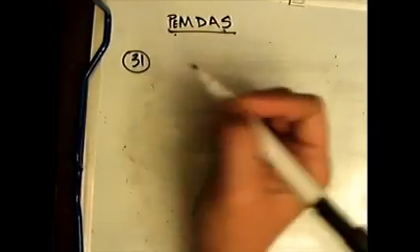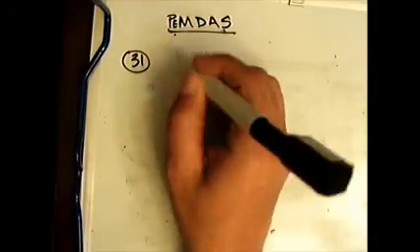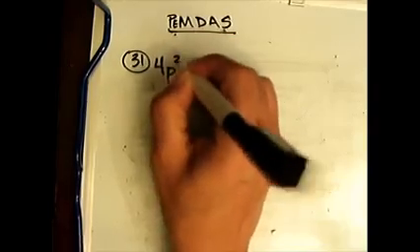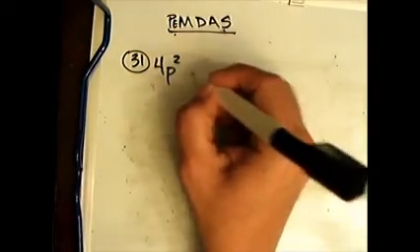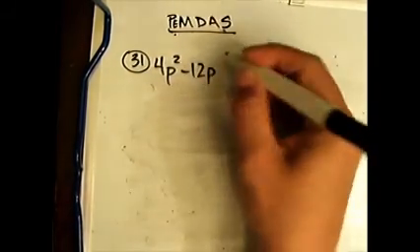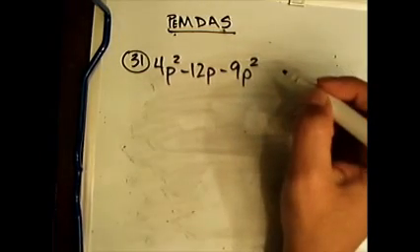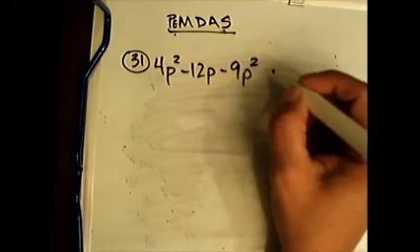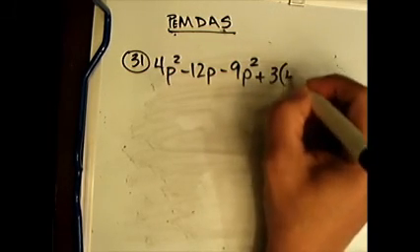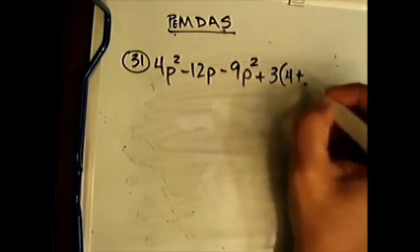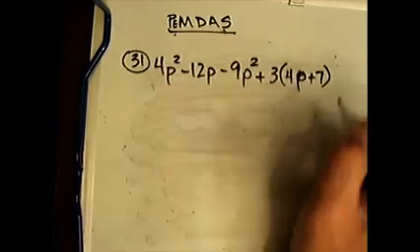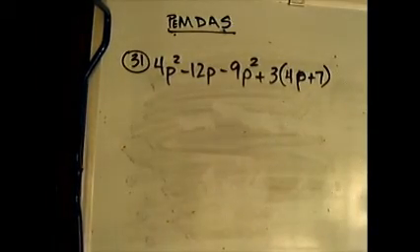31. 4p squared minus 12p minus 9p squared plus 3 times 4p plus 7. Almost ran out of paper there.